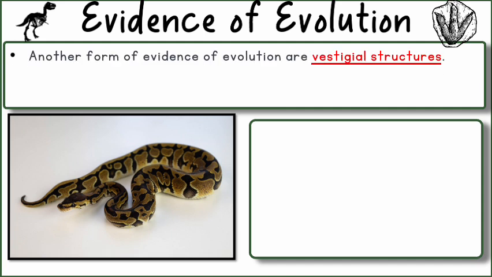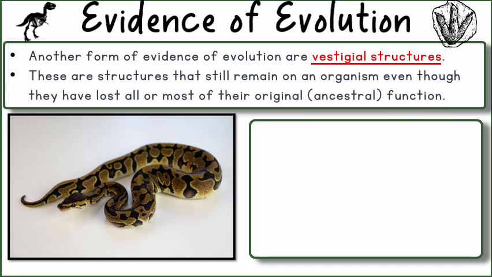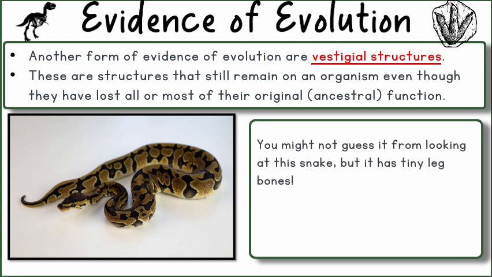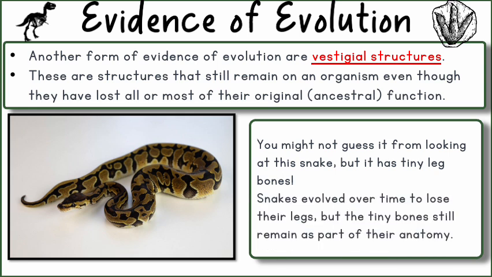Another form of evidence of evolution are vestigial structures. These are structures that remain on an organism even though they have lost all or most of their original ancestral function. You might not guess it from looking at the snake, but it has tiny leg bones. Snakes have evolved over time to lose their legs, but the tiny bones still remain as a part of their anatomy.